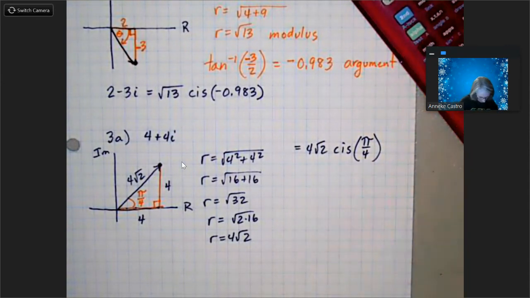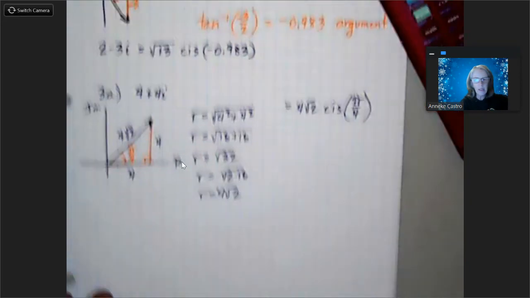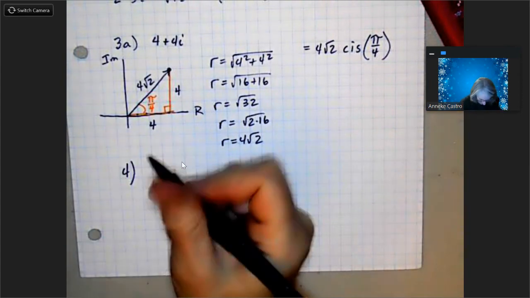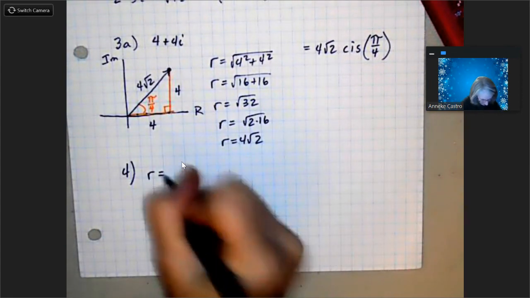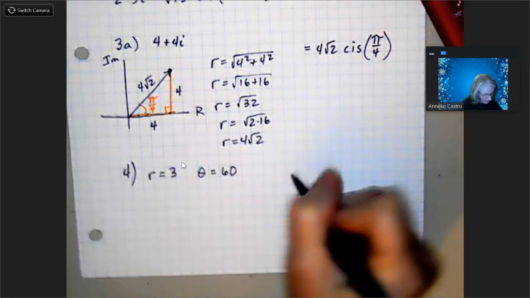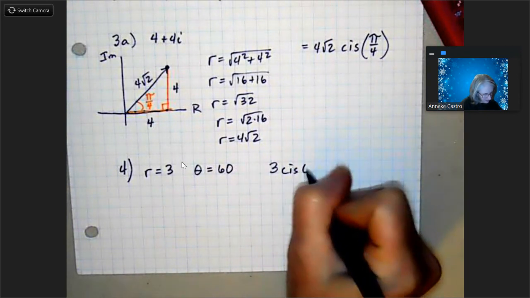What is that problem 4 asking for? Problem 4 wants you to go backwards. Okay, so for problem 4, tilt this so we can see the bottom of the paper. Problem 4, I want to do problems A and B. Okay, so problem A, it gives me the modulus, and it gives me the argument. So basically, it's telling me that my number is 3 cis 60.